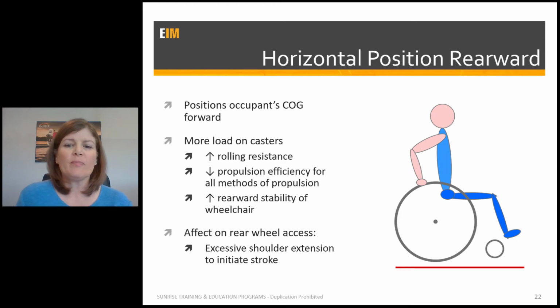Now, what we also notice from this picture is that when my rear wheels are in a more rearward direction, I have less access to my hand rim. So I'm able to access it, but it means that I have to excessively extend my arm to be able to reach that hand rim. So I'm going to have a less efficient stroke and again, running that risk of repetitive strain injury.